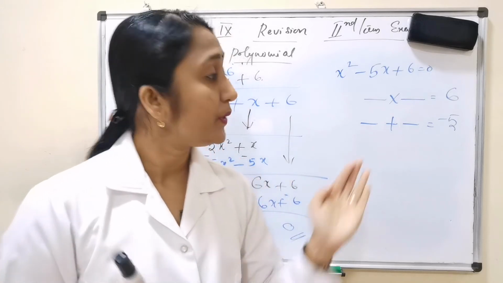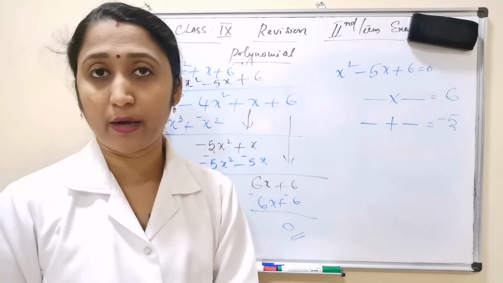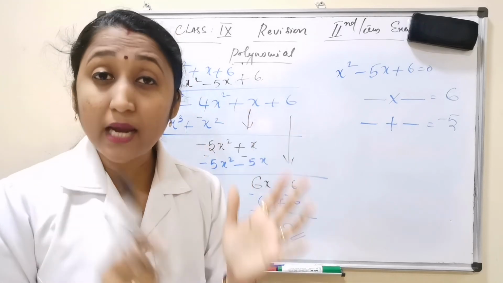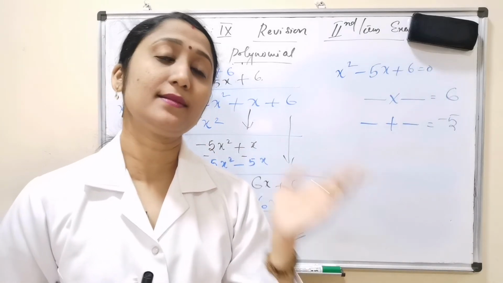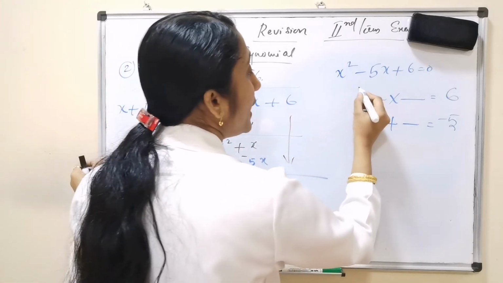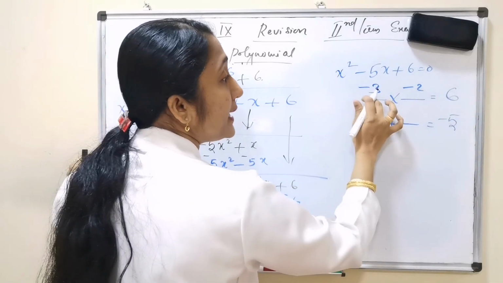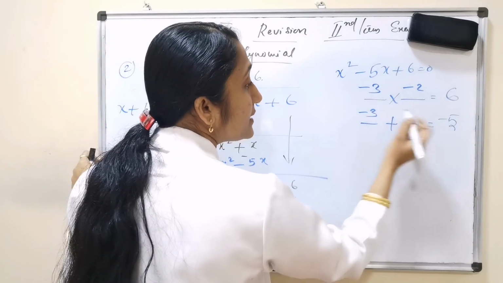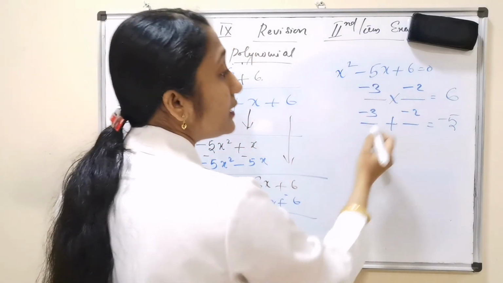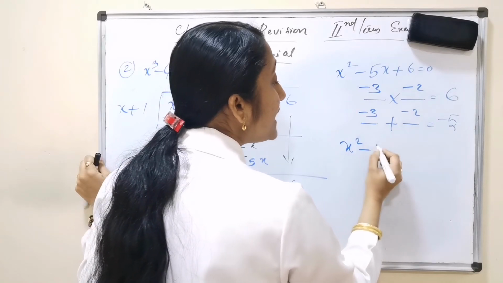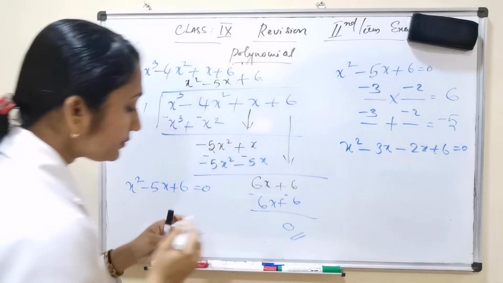Sum is negative. So look at this. Any two numbers adding, we will get negative 5. Any two numbers multiplying, we will get 6. What are the numbers? 3 twos are 6. Here both are negative. Minus 3, minus 2. Minus into minus is plus, and 3 into 2 is 6. Minus 3, minus 2, both are negative. We can add and put the sign minus. So what are the terms? That is x square minus 3x minus 2x plus 6 equal to 0.